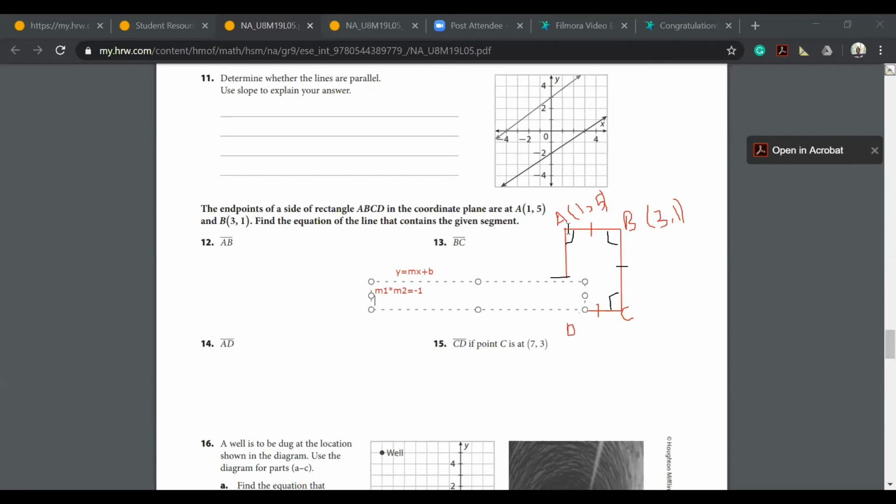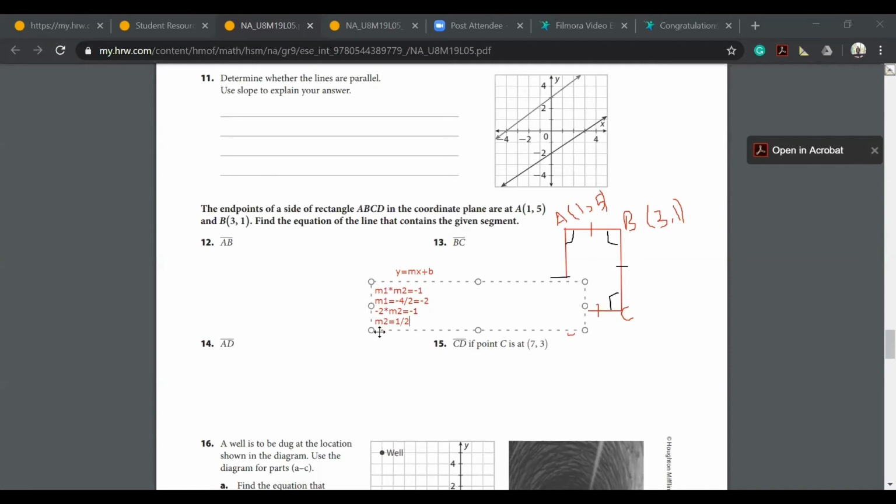Okay, very good. How can I find the slope? Using the formula y2 minus y1 over x2 minus x1. So M1 is actually y2 minus y1, which means 1 minus 5, which is -4, over 3 minus 1, which is 2. So it's -4 over 2, which is equal to -2. So I found M1. Let's use it inside the formula. So -2 multiply M2 will be equal to -1. How can I find M2? If I divide by -2 on both sides, M2 will be 1 over 2.